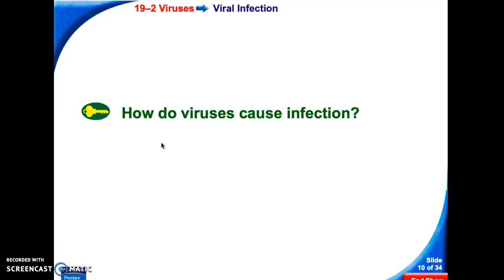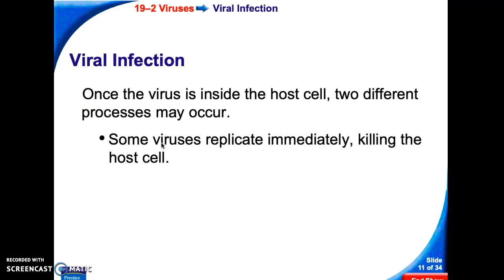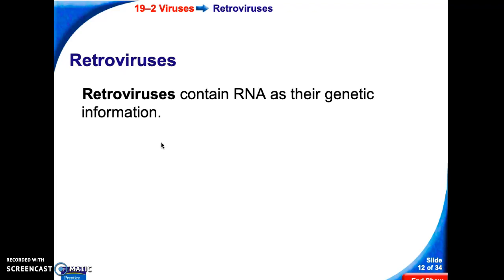So how exactly does a virus cause an infection? Well, it basically is going to disrupt what's going on in our body. So once it's inside our host cell, it has a choice. It can either replicate immediately and kill the host cell immediately, okay, so basically killing off our tissue, or it can replicate but not kill the host cell immediately and keep replicating more and more and more, making more and more virus. So a retrovirus, you actually have heard of this before because an example of a retrovirus is AIDS.